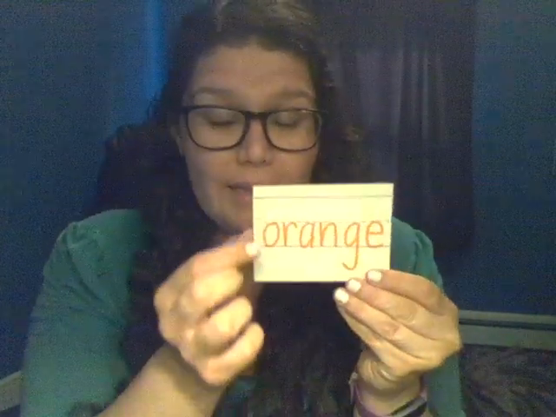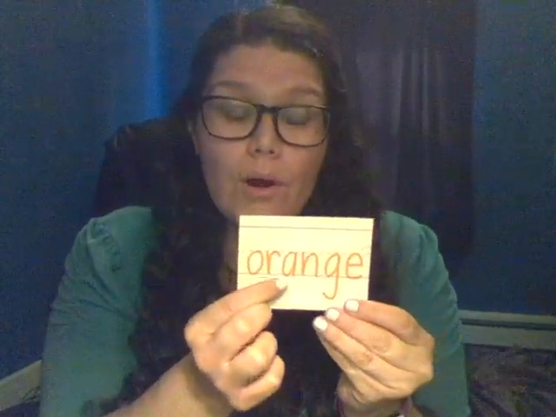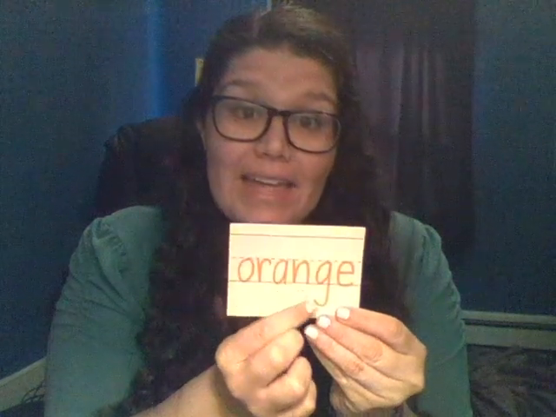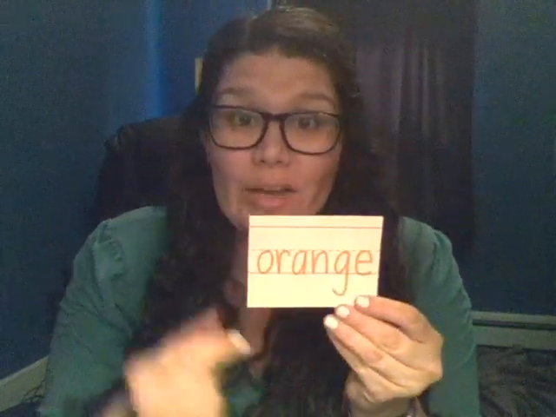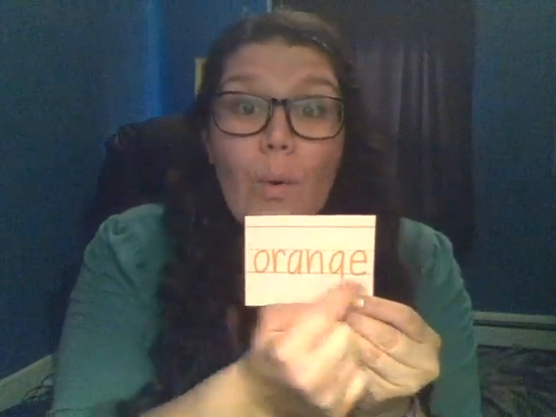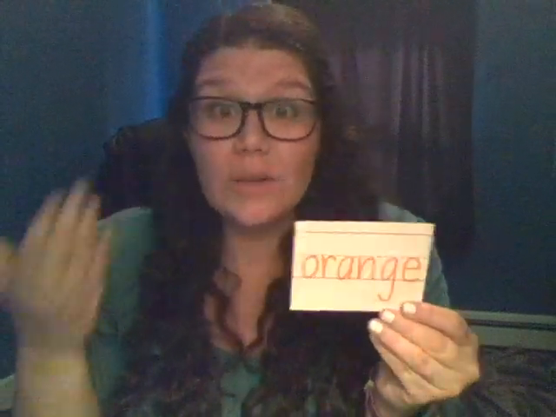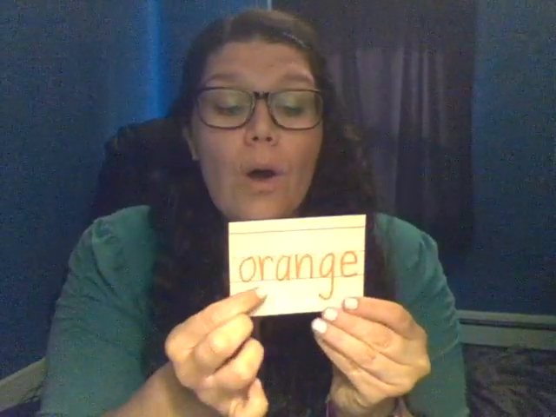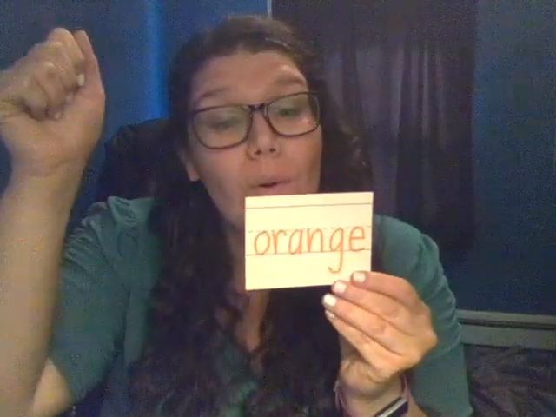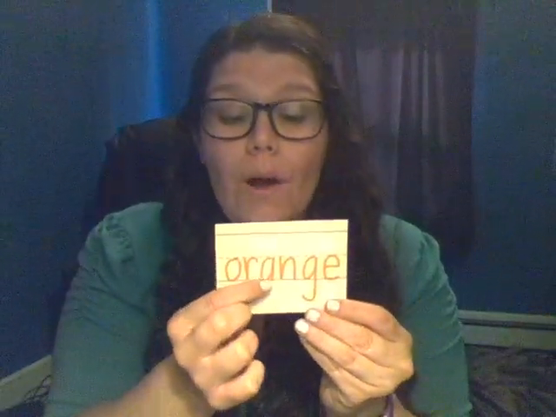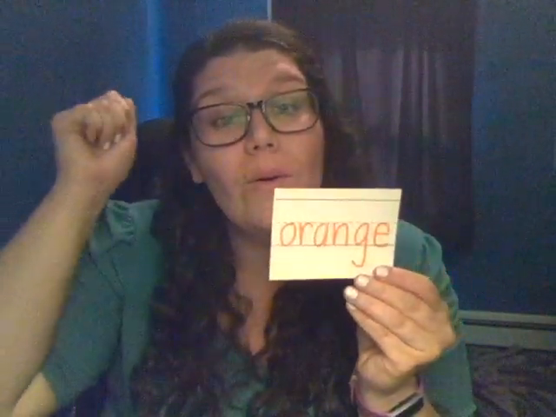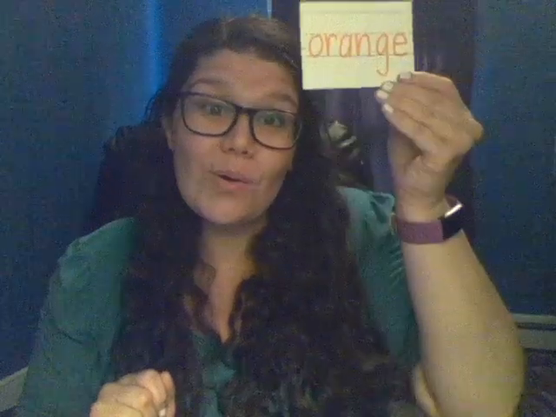Let's spell it. O-R-A-N-G-E. What color is this? Orange. Good. And so let's sing the song. O-R-A-N-G-E. Orange. O-R-A-N-G-E. Orange. Orange as a carrot, a pumpkin or a parrot. Orange, orange, orange. Can you sing that with Miss B?